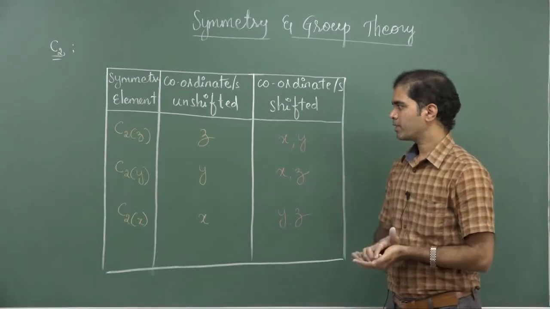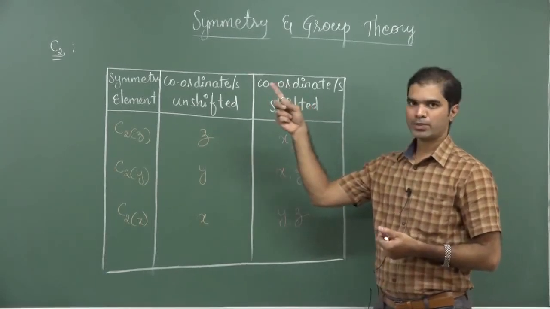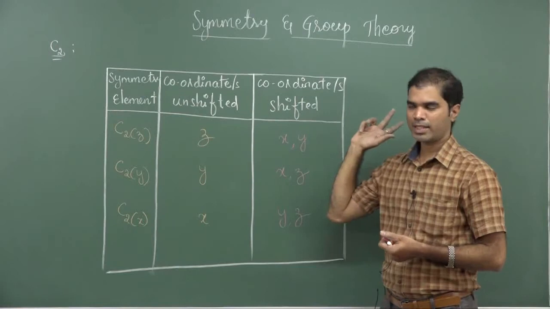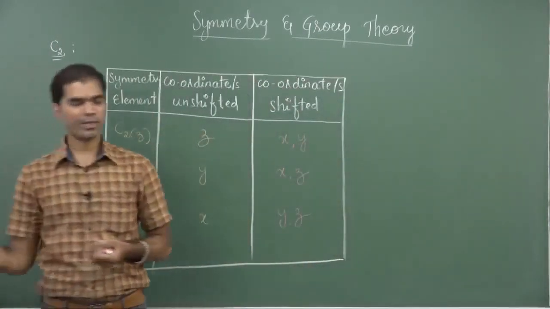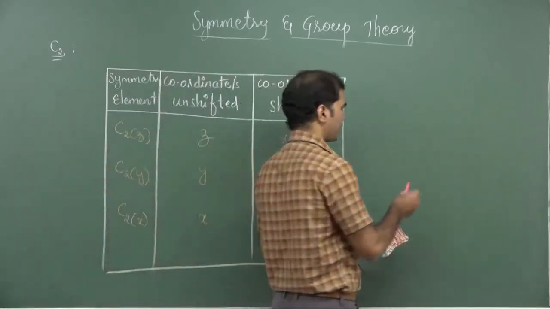Okay. So this is a table for a C2 rotation along X, Y or Z axis. If it is a singular one, we call it axis. If it is plural, we call it axes. That is the difference.